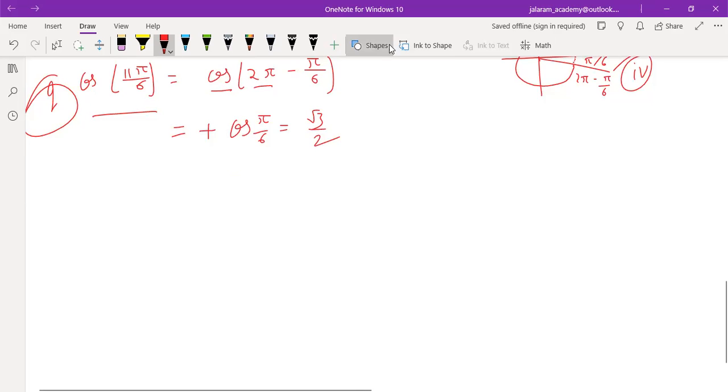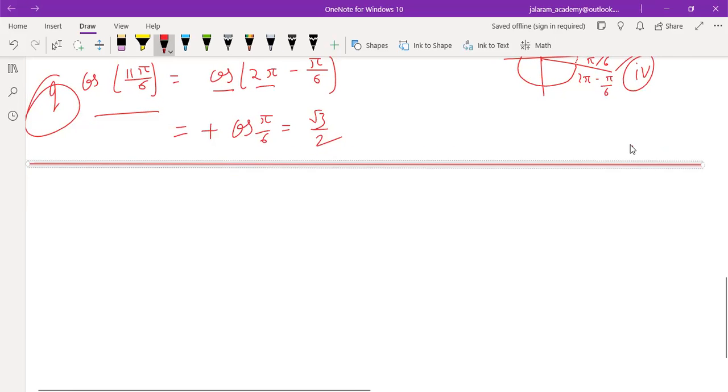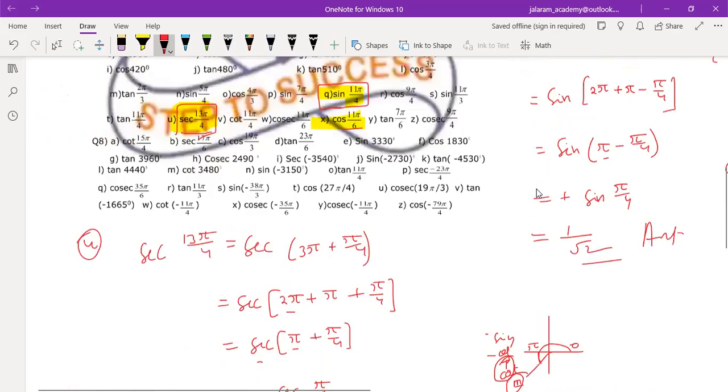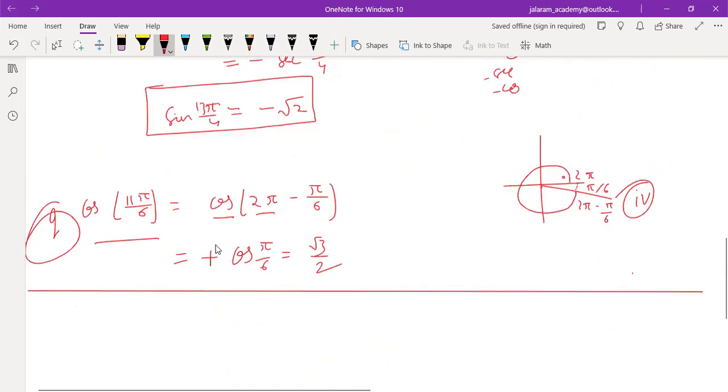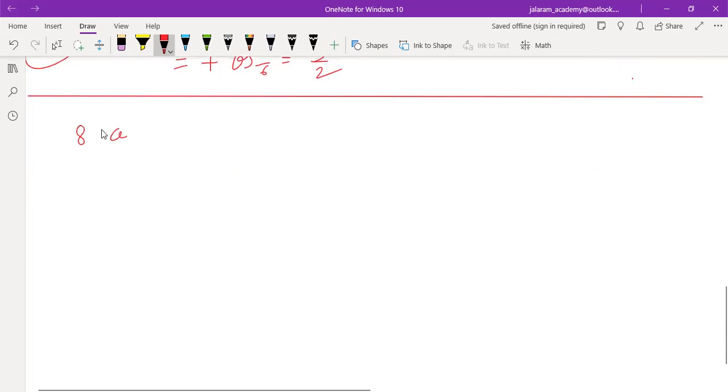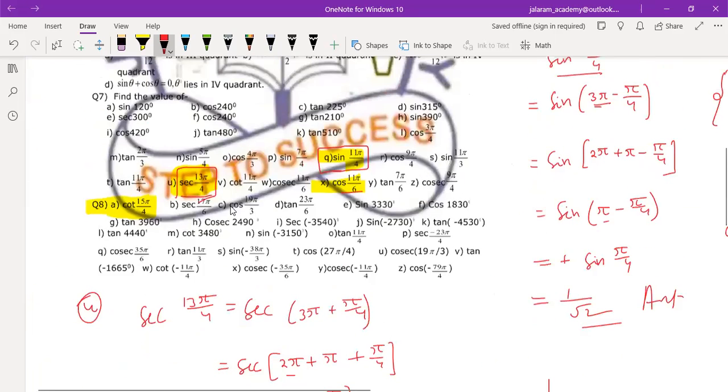So now we move further to the next type of trigonometric ratios, like the questions given in question number 8. The first one is question number 8a. It is cot 15 pi by 4. Cot 15 pi by 4. So the method is the same.